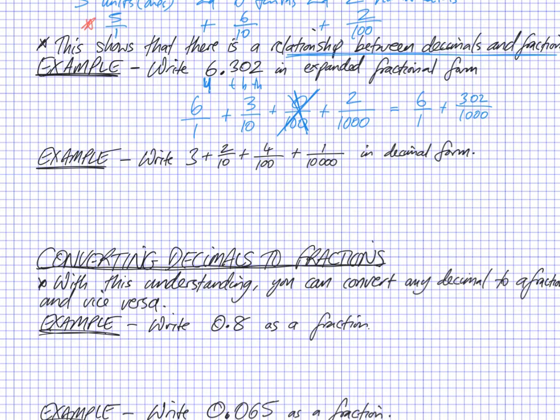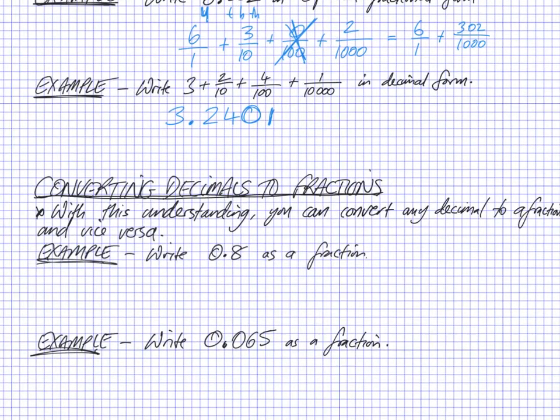Now let's go back the other way. Write 3 plus 2 tenths plus 4 hundredths plus 1 10,000 in decimal form. So that's going to be 3 in the unit column, plus 2 in the tenths column, plus 4 in the hundredths column. There's nothing in the thousandths column, so they haven't written any fraction over 1,000. So there's going to be nothing here, and there's going to be 1 10,000, so it's going to be 3.2401 in decimal form.